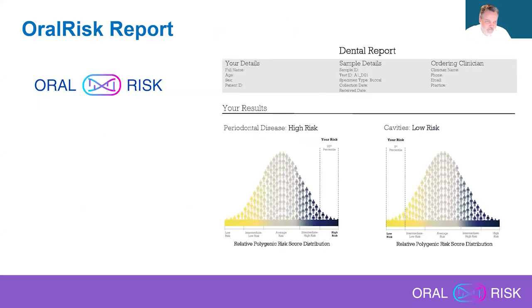So this is looking at the first page. What is your actual patient going to be seeing and trying to look at and understand? On the left, you see the results of your periodontal disease risk. You see the curve there, that's the general population. And where that patient individually falls is shown at your risk, a 95th percentile in this case. So this patient falls on the far right. When we look at the caries risk profile, it's the exact opposite. They're in the 5th percentile, so they have a low risk in their genetics for developing cavities.